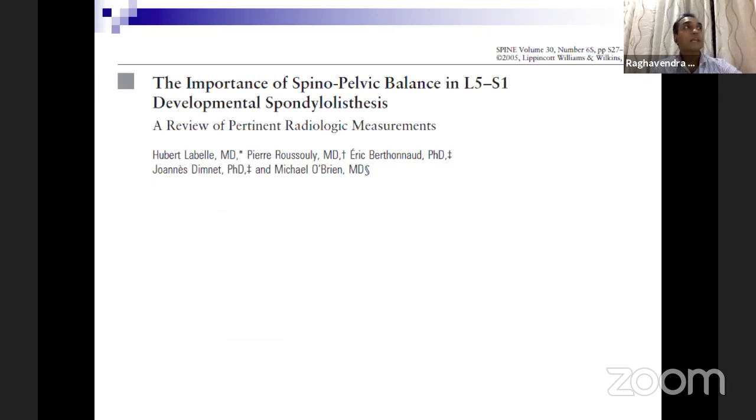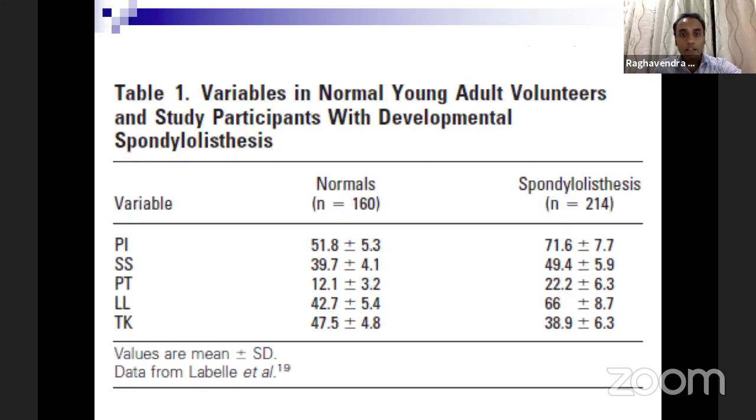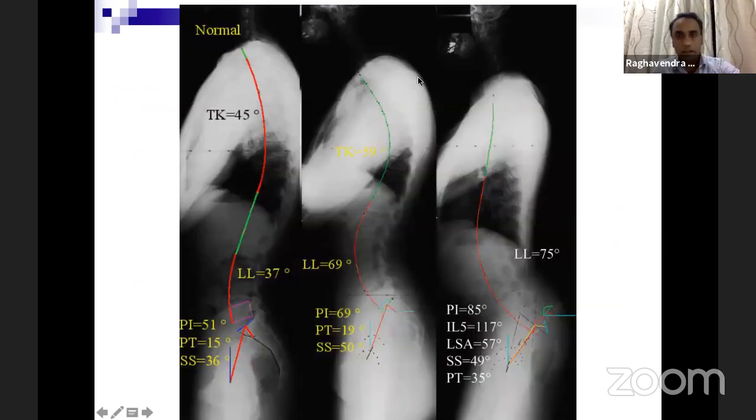And now coming to what concerns us, that is the importance of spinopelvic balance in spondylolisthesis. Again, I'm quoting a French study where they saw that patients with spondylolisthesis tend to have a higher pelvic incidence, higher sacral slope, and higher pelvic tilt compared to normal volunteers. And this is a pictorial representation of the same, where we see that patients with listhesis have a very high pelvic incidence compared to normal volunteers.